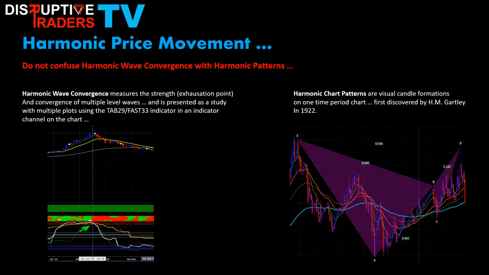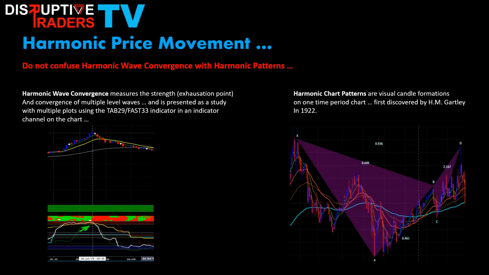Now, don't get this confused with harmonic patterns. Don't confuse harmonic wave convergence with harmonic patterns. Harmonic wave convergence measures the strength, the exhaustion point, and the convergence of multiple level waves, and is presented as a study with multiple plots, using an indicator and an indicator channel on the charts, as you can see here on the bottom.